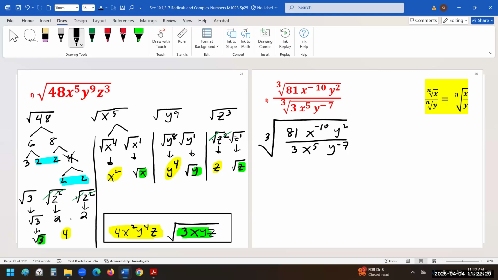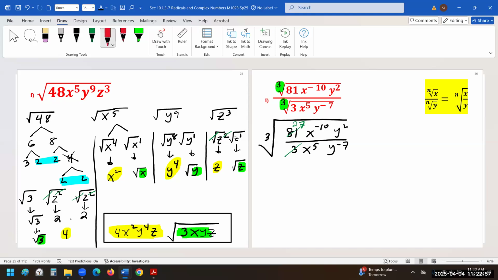And we are allowed to do so because we have the same radical, same index. As long as you have the same index, you can combine them, you can split them. So 3 goes to 81, how many times? Can you divide 81 by 3? 3 times what number is 81? 27.